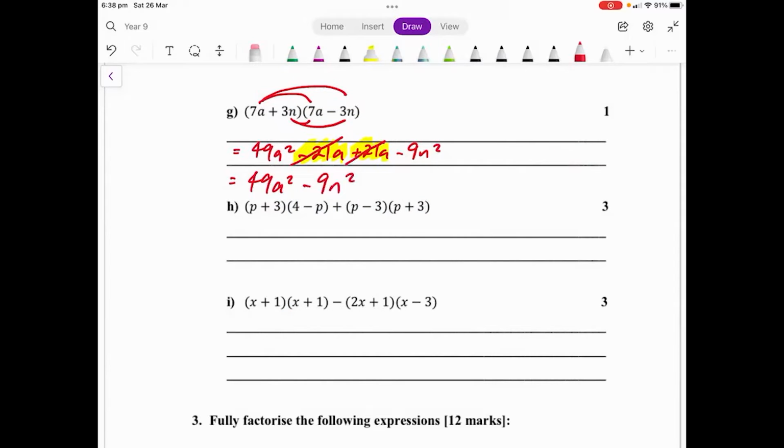Question h, we have two sets of brackets, so we need to expand both. Expanding the first set of brackets, we do p times 4, which is 4p.